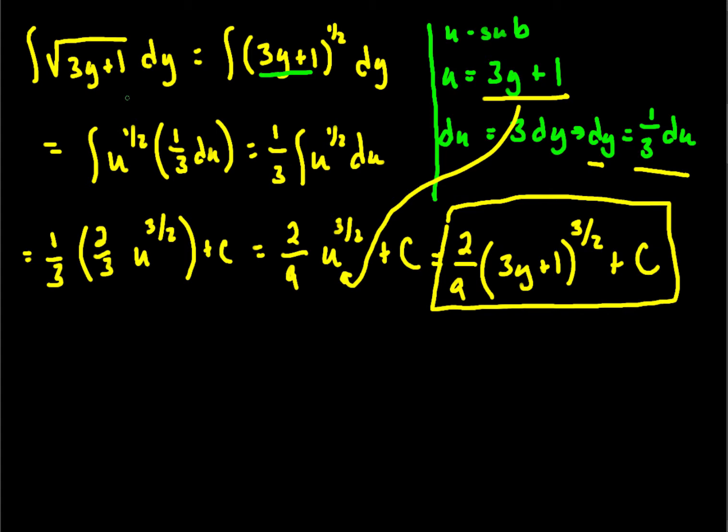So what we do, as I said, is a u substitution. And the key move here was recognizing what function is inside of the exponential function. What was the inner function? In this case, it was 3y plus 1.